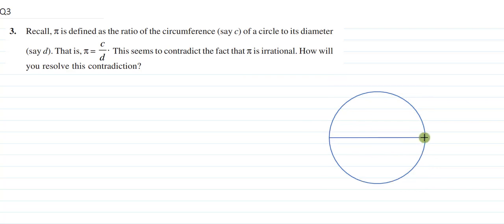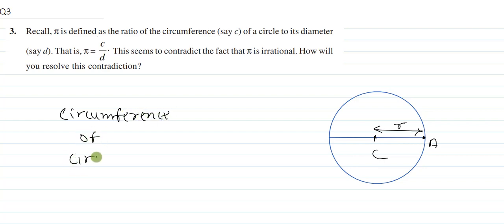Let this be your diameter. Let's suppose this is the center of the circle. So the radius will be AC, right? This is the length of my radius. Now the circumference formula is 2 pi r. Got this?